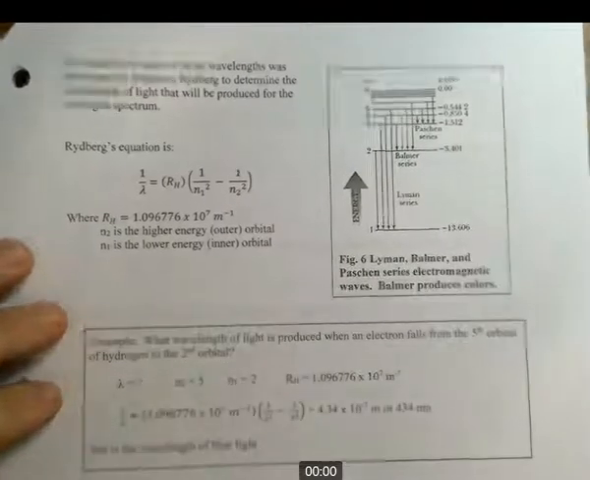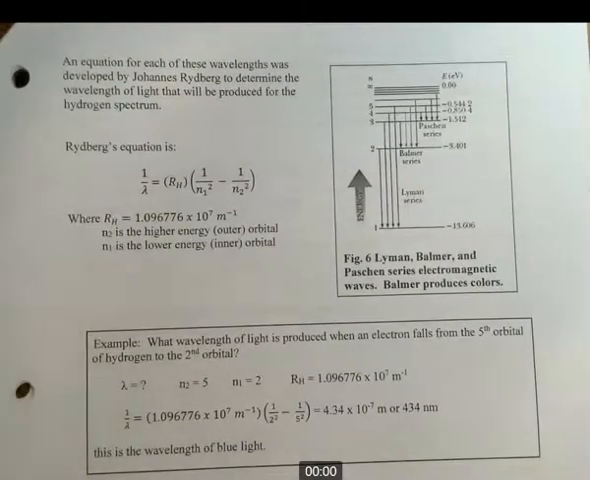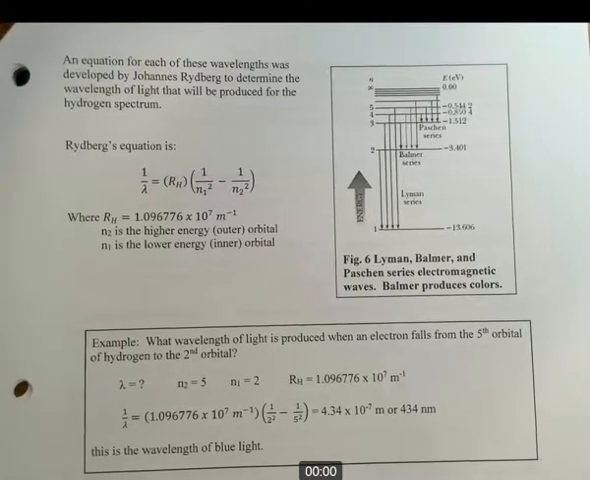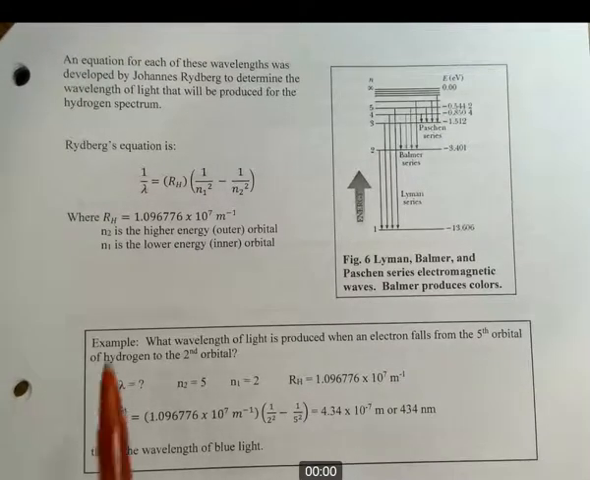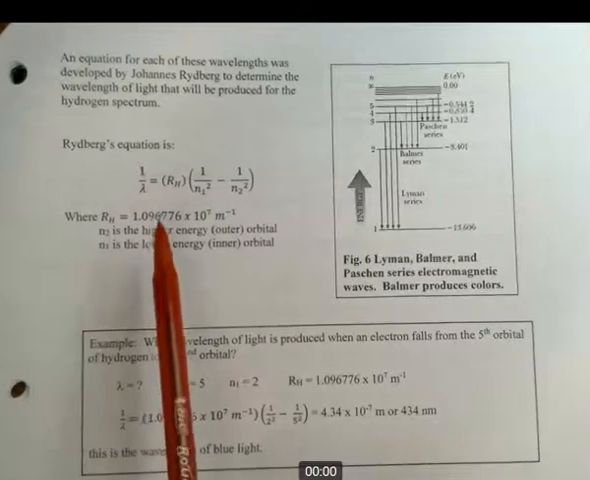Okay, an equation for each of these wavelengths was developed by Johannes Rydberg to determine the wavelength of light that will be produced for the hydrogen spectrum. The thing about these equations is that they only apply to hydrogen. You say, well, what good is it? Because it at least gives a theoretical basis, and for hydrogen, a practical basis of how to know what color light it's going to give. It's kind of a scary-looking equation, but it's really not that hard.